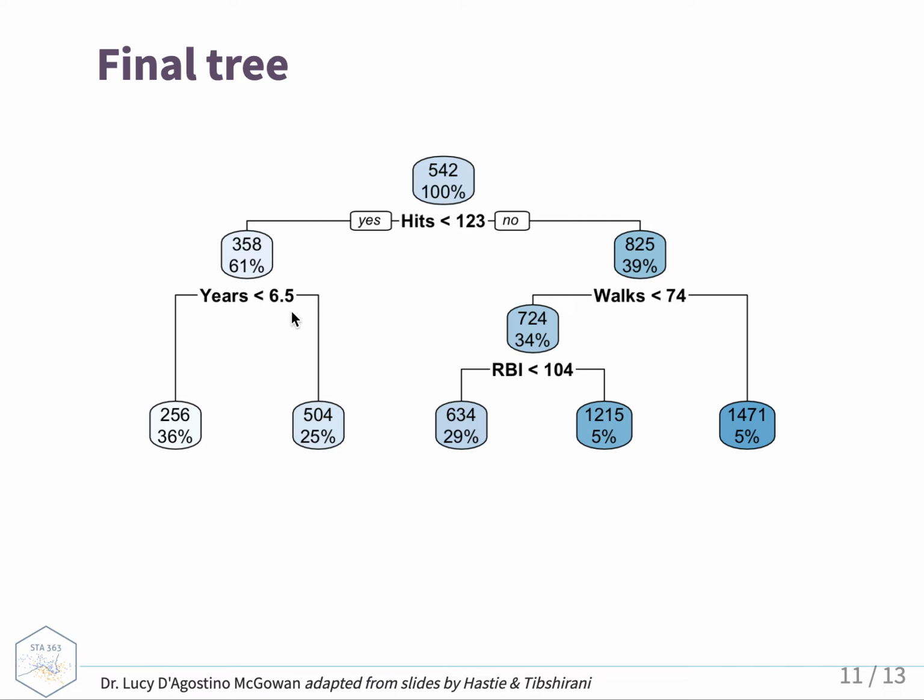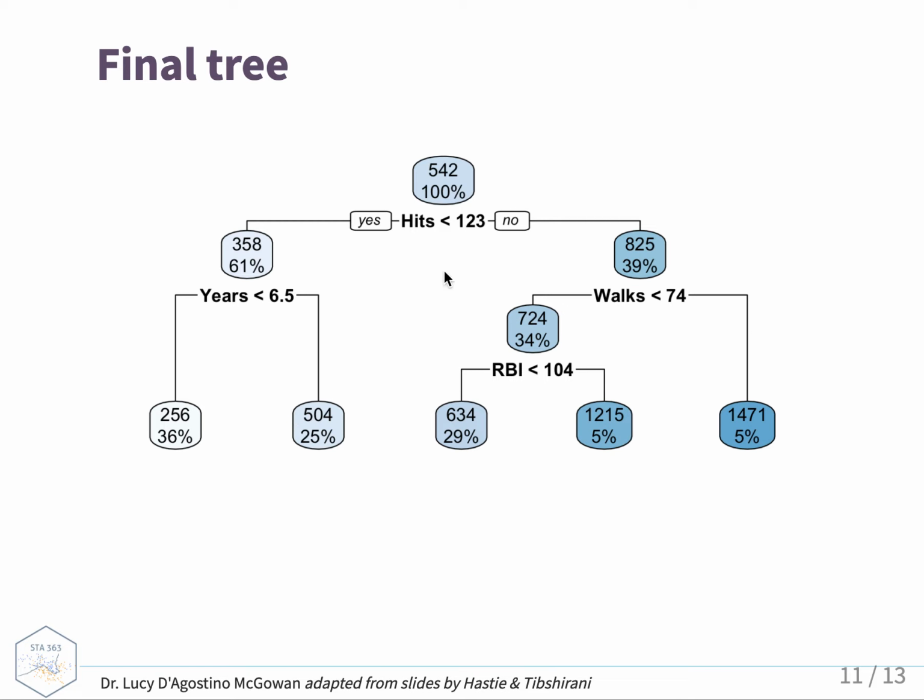I've got 1, 2, 3, 4 internal nodes, and I have 1, 2, 3, 4, 5 terminal nodes. My first node splits on the number of hits, and so it looks at if you have less than 123 hits, you end up over here. If you have more, you end up over here. And then among those with less than 123 hits, those with less than 6.5 years in the major leagues end up with this salary. So that's 36% of my data have an average salary of $256,000.